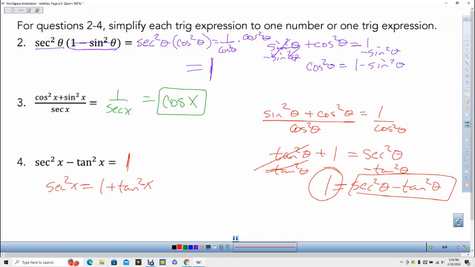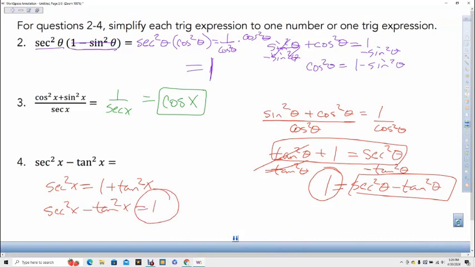So once we got to right here, we could write that in here, and then we could rearrange this to get secant squared x minus tangent squared x equals 1, and then there's your answer. But you have to start off with something that is known and understood to be an identity and go from there.